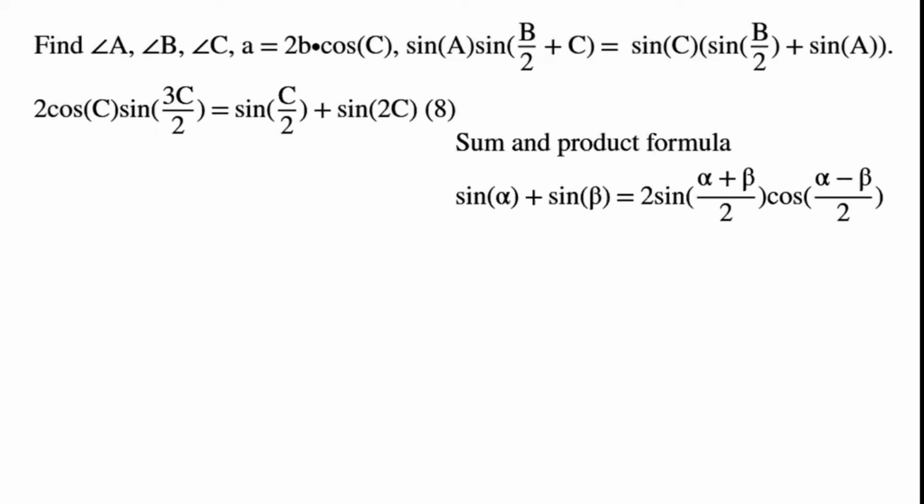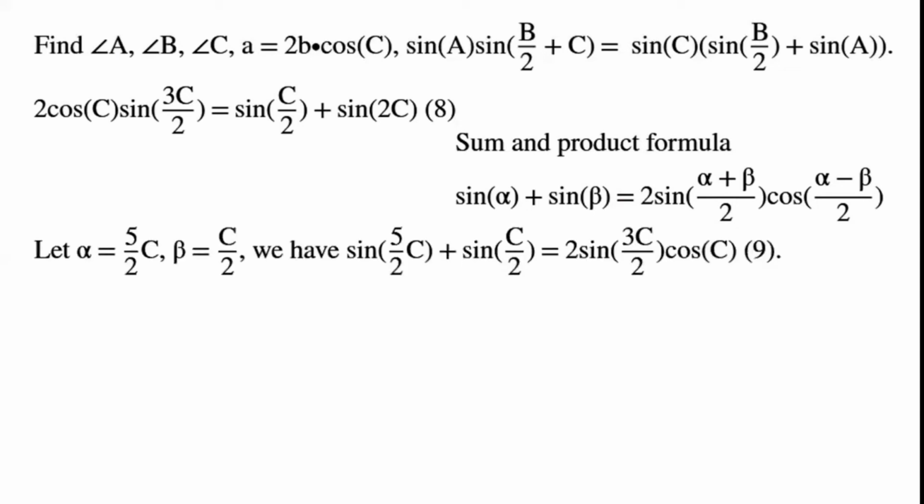Sum and product formula: sin α + sin β = 2 sin((α + β)/2) cos((α − β)/2). Let α = 5C/2, β = C/2. We have sin(5C/2) + sin(C/2) = 2 sin(3C/2) cos C.